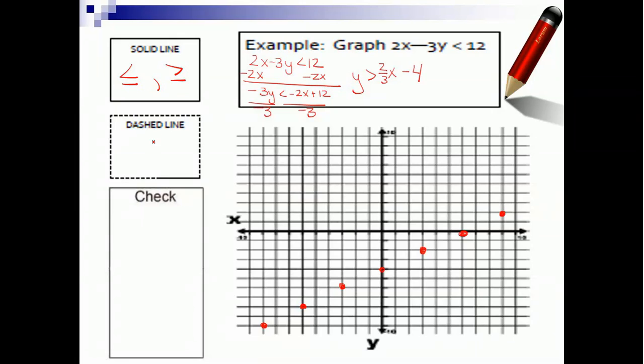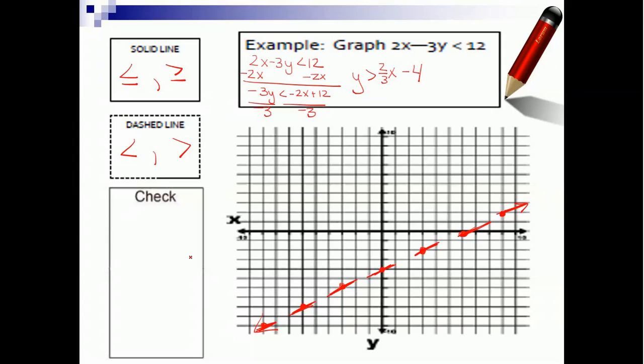If it is a dashed line, that is going to be when you have one of these two, a less than or a greater than symbol. So let's look at our original problem. We had a less than sign, so it is not equal to, so thus I'm going to connect my dots using a dashed line. Something like that.